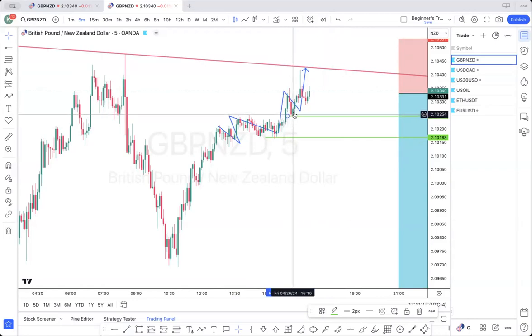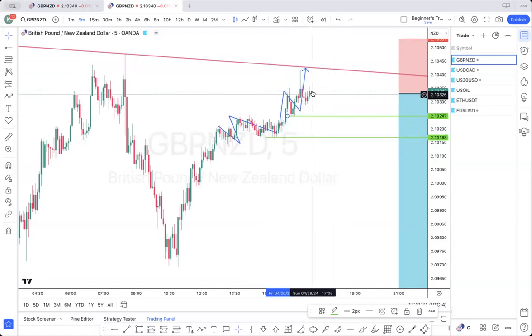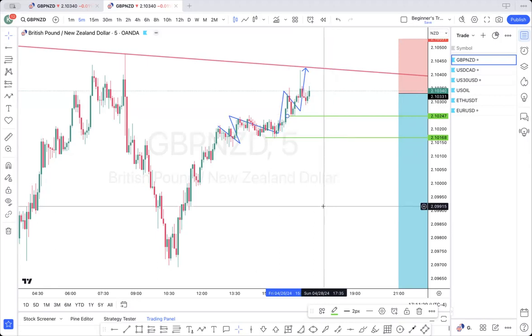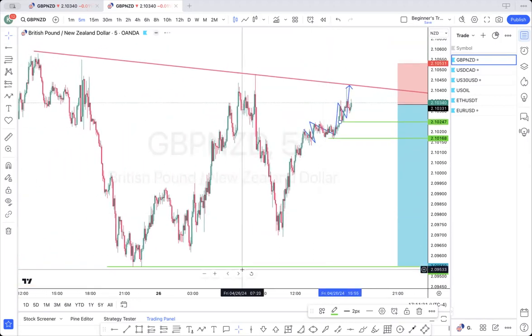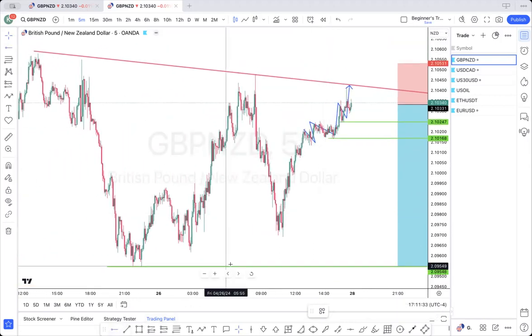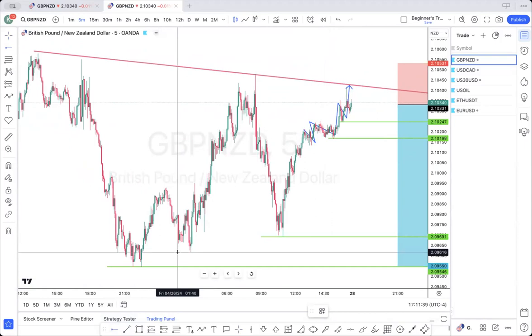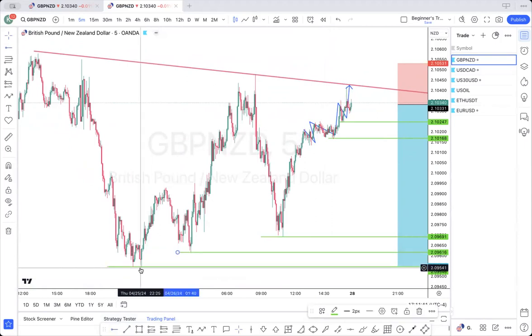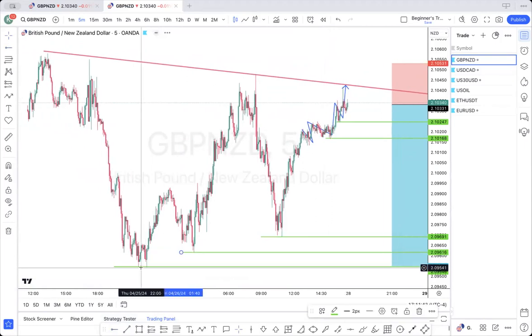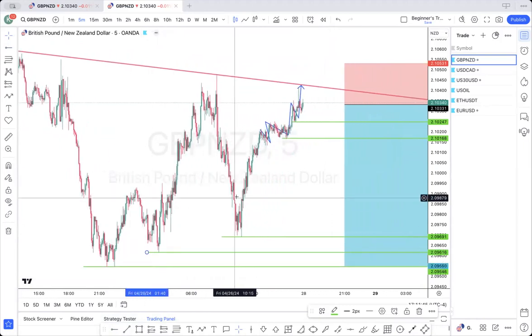I would be waiting for price to break the low, and then I would be looking for an imbalance or order block to set my entry for the sell down to. You can either target this low, this low, or this low. And it's probably going to hit all three, right?